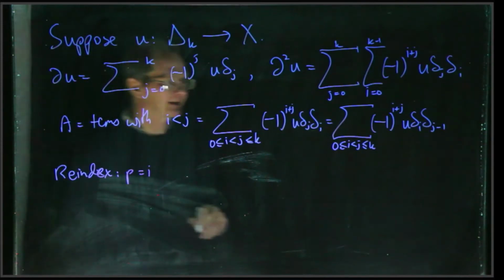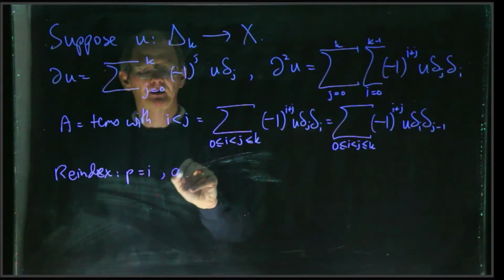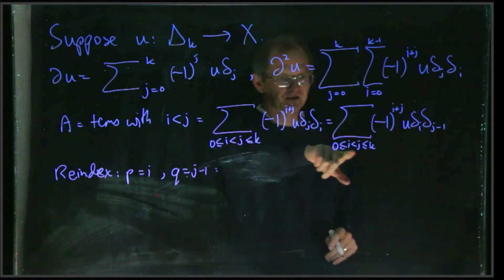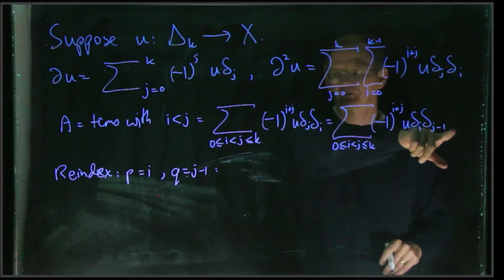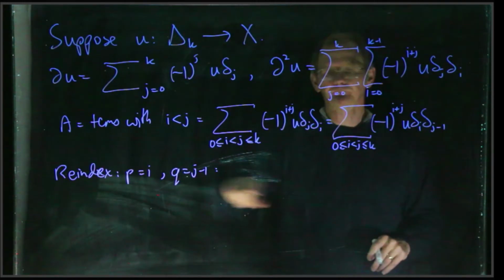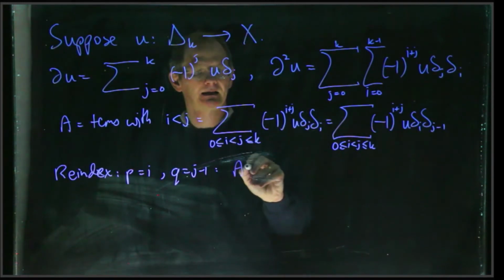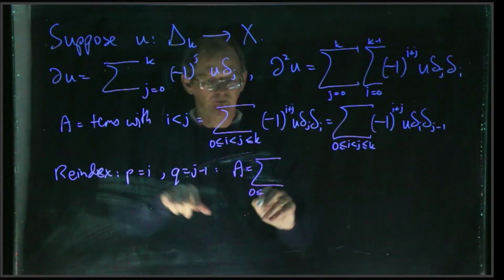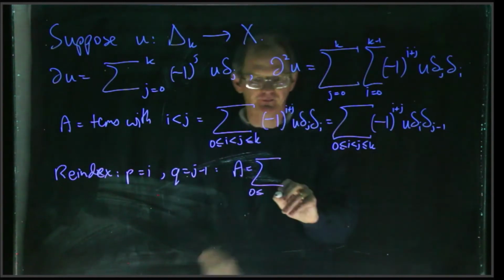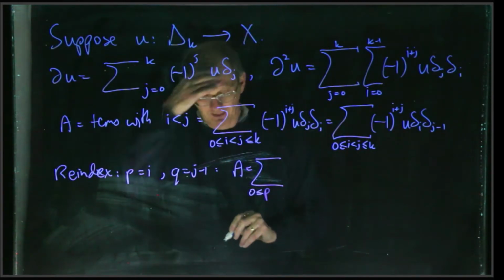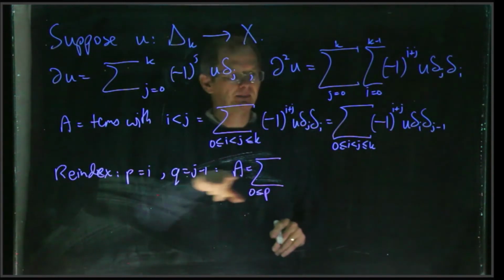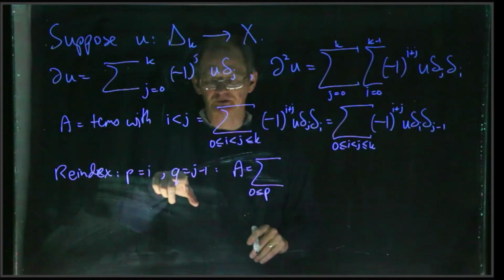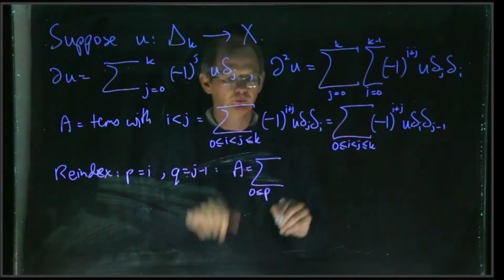So P is going to be equal to i, and Q is going to be j minus 1. Instead of writing this in terms of j, this j minus 1 I'm going to call Q. And so A is the sum. Condition on P: P is just the same as i, so the condition there is just P is less than or equal to 0, and i strictly less than j is the same as saying that i is less than or equal to j minus 1, or P is less than or equal to Q.